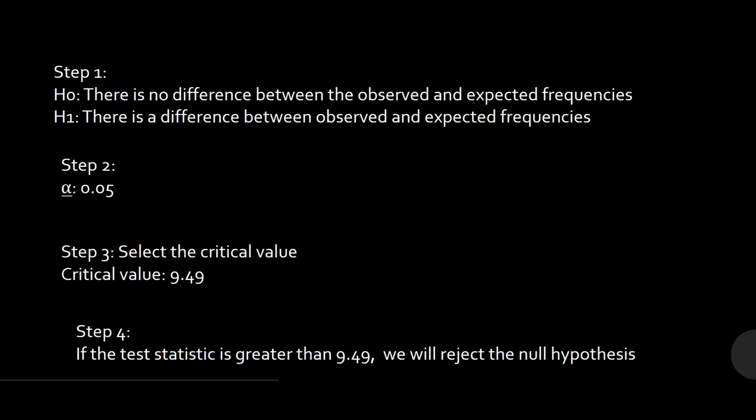Step 4. State the decision rule. Since chi-square is a non-negative distribution, the test will always be a right-tailed test. The rule for this example is, if the test statistic is greater than 9.49, we will reject the null hypothesis.